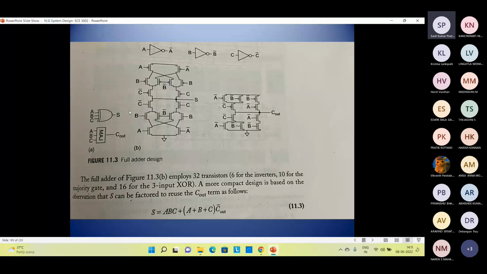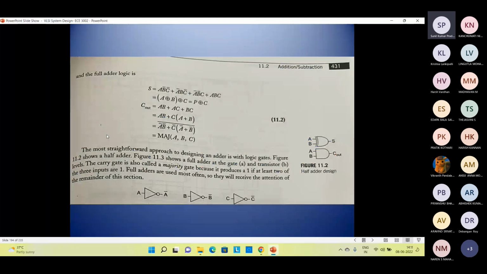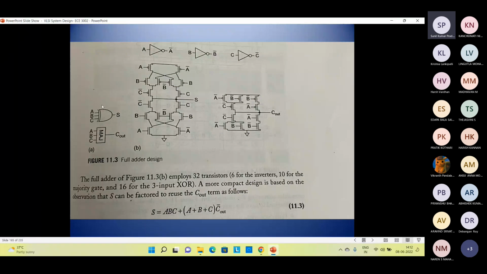That means the sum is the XOR operation between the three inputs A, B, and C, and this is our majority gate. The carry gate is also called the majority gate because it produces one if at least two of the three inputs are one. So this carry gate is nothing but the majority gate, which is generally abbreviated as MAJ. So this is for sum and this is for carry.